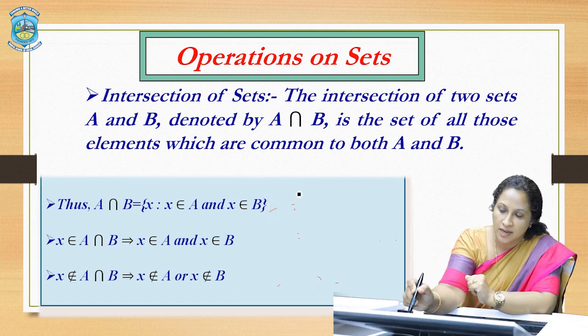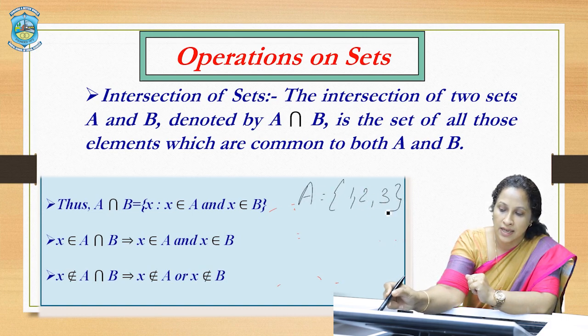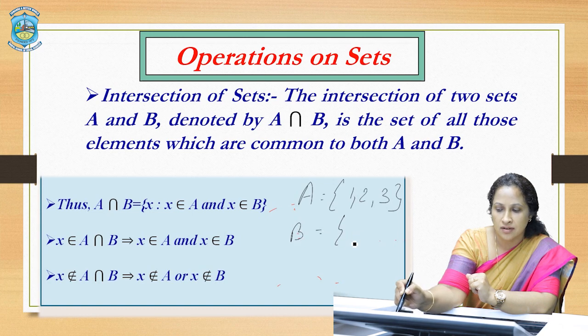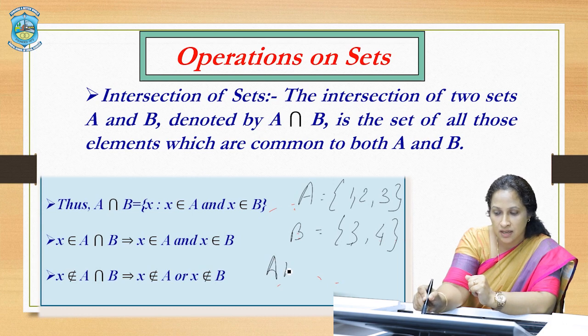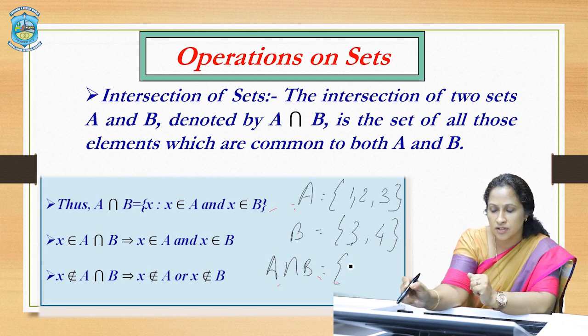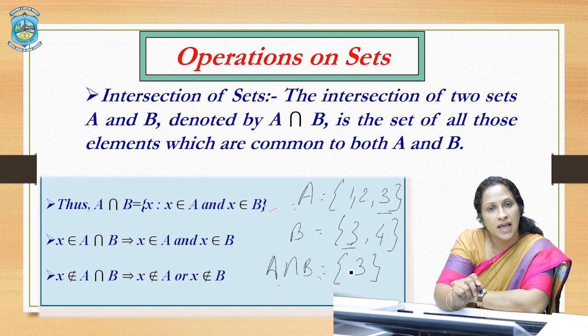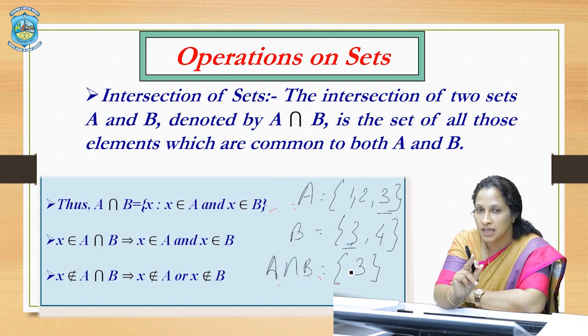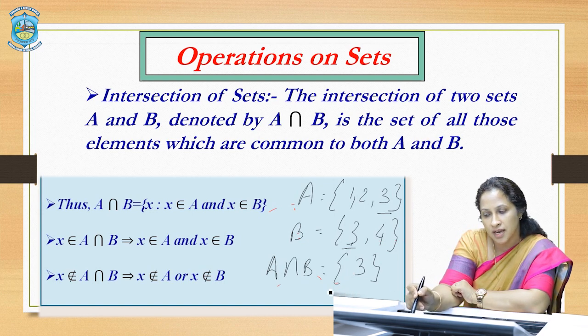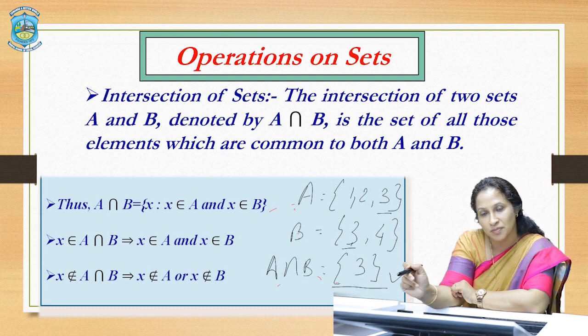So, let us take another example. Suppose set A is equal to 1, 2, 3 and set B is having elements 3 and 4. So, what is A intersection B? You can see what is the common element between A and B. The common element between A and B is 3. So, A intersection B will have 3 as a common element. And do you remember what this type of set is called? Yes, this type of set is called a singleton set because it is having only one element.